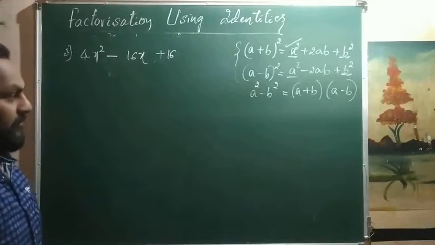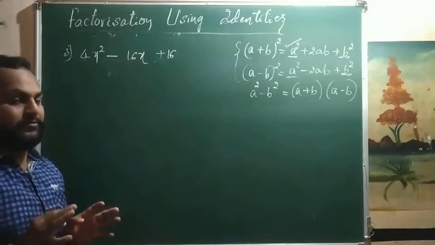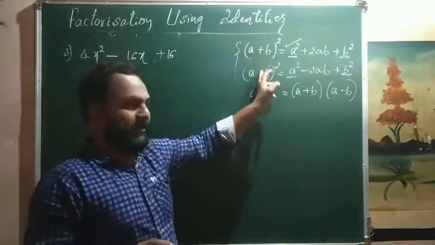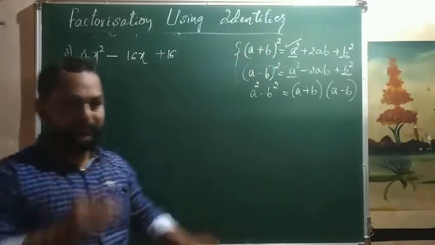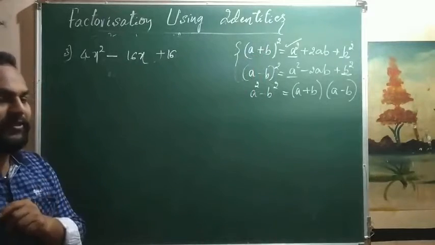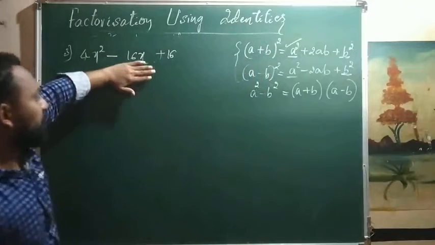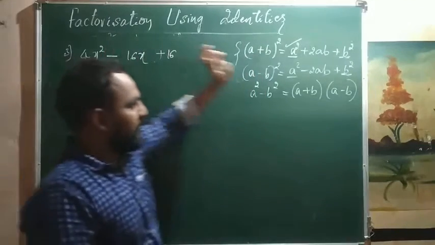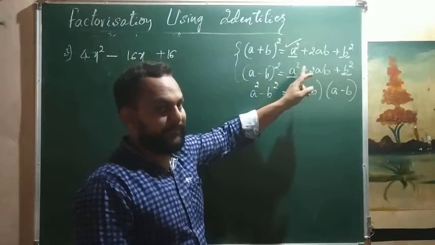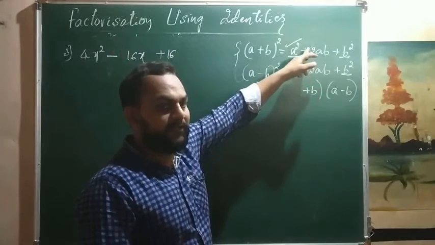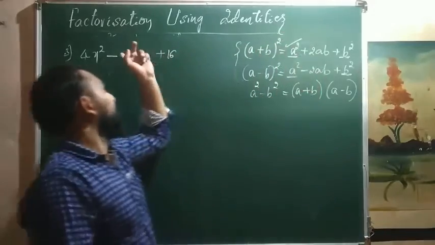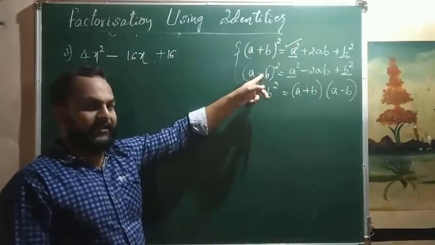Okay, the first step is trinomial, the number of terms 1, 2, 3, so we must use one of the two identities. The second step is the sign of the middle term. Here the sign of the middle term is negative, which means the second identity. The first identity does not apply, because that needs the sign of the middle term to be positive.